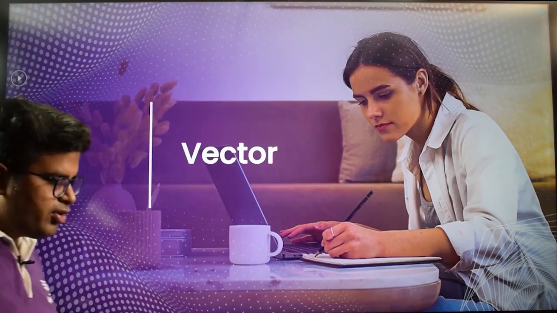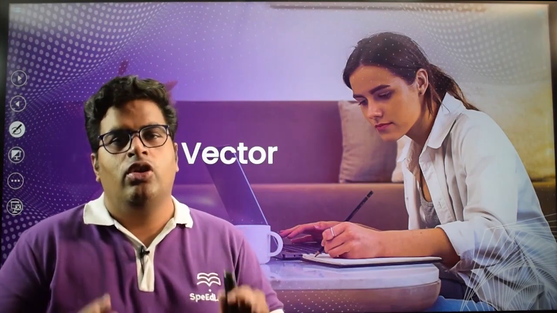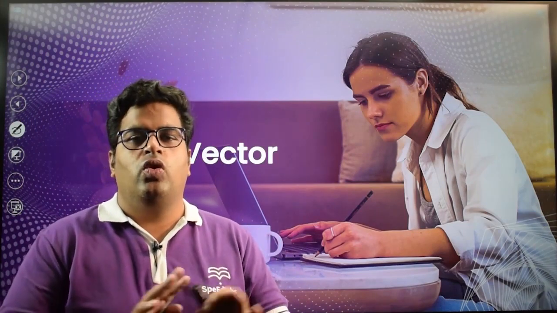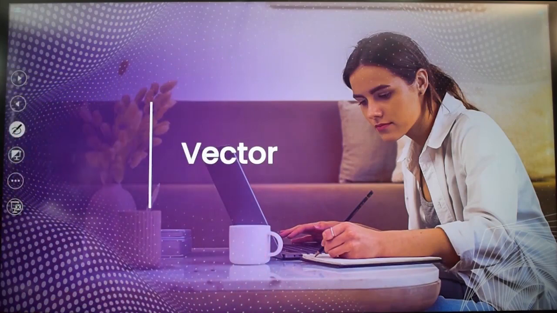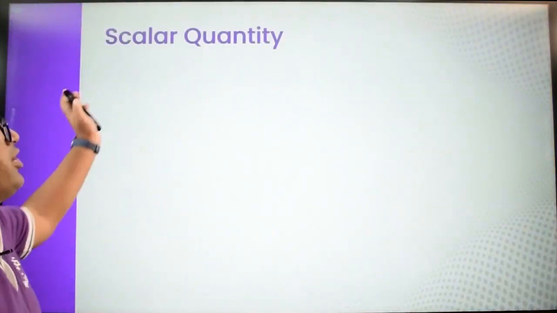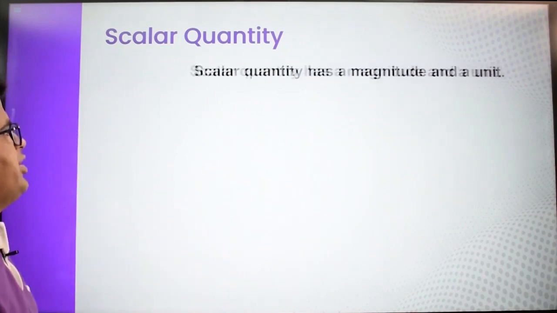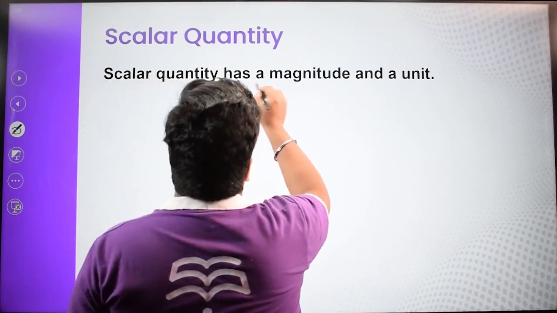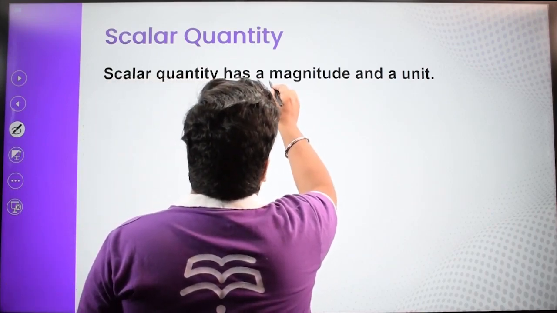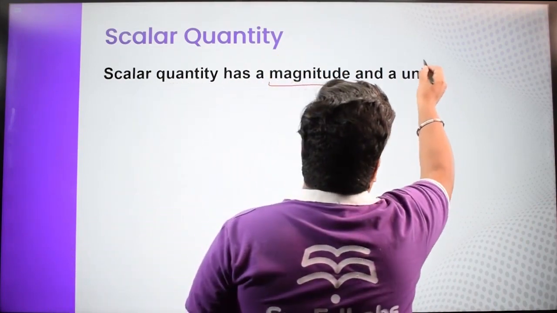So when we talk about a scalar quantity, that is going to be basically a quantity which has only magnitude, no direction. So that is your scalar quantity. Now when we see its definition, we can say that a scalar quantity is defined as a quantity which has only magnitude, and of course it will have a unit.